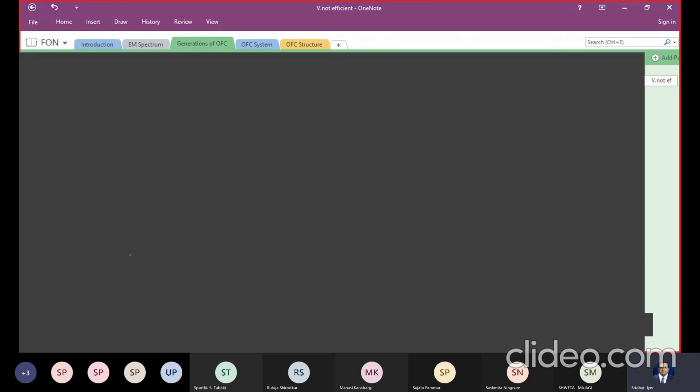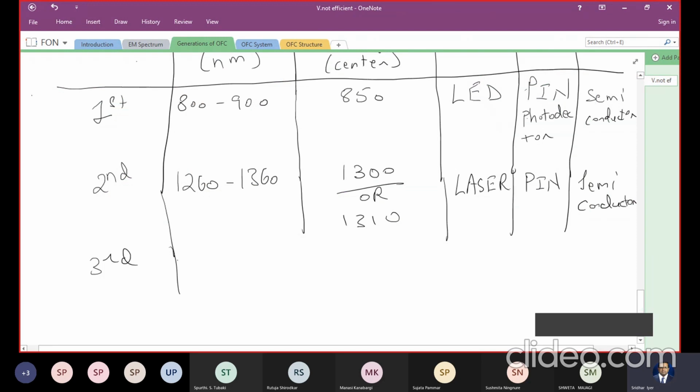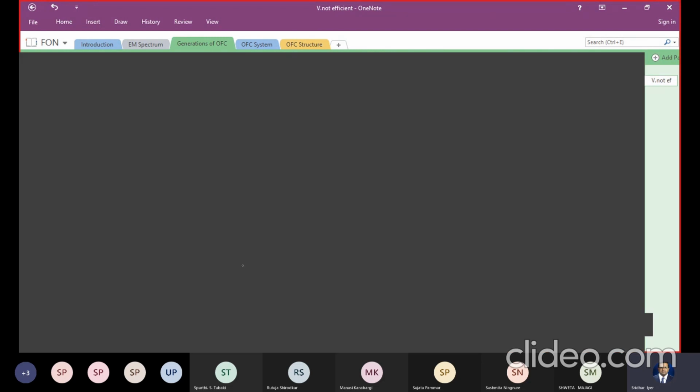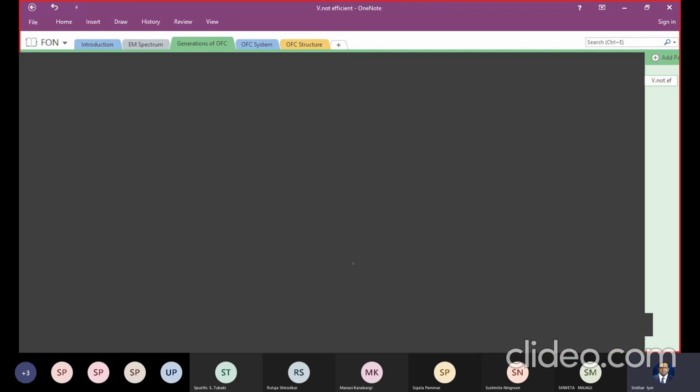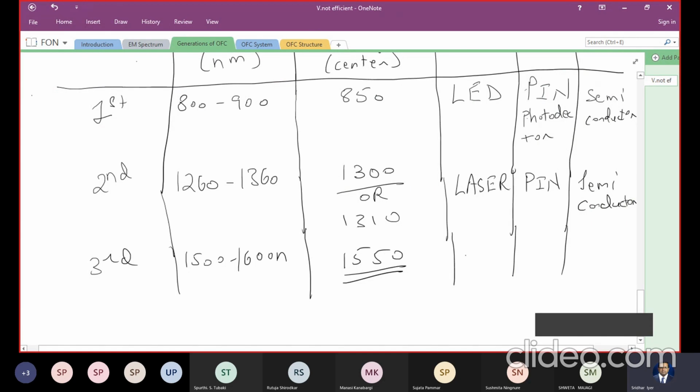And then we have the third window. This works in the range of 1500 to 1600 nanometers. Some books write 1650. It's an approximate value, so you could use that. The center wavelength here definitely is 1550 nanometer. Please don't change that. So 1550 nanometer is the wavelength at which we are operating the current OFC systems.